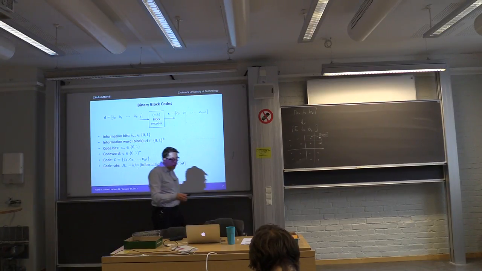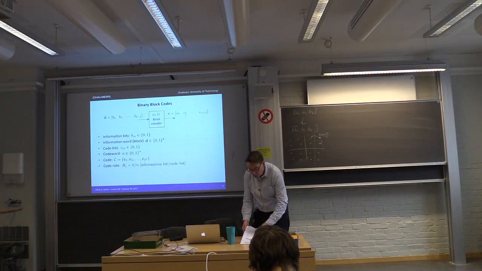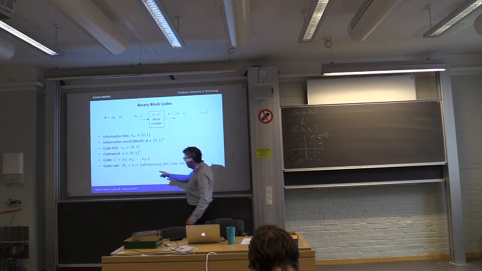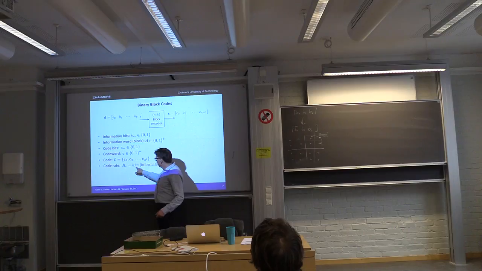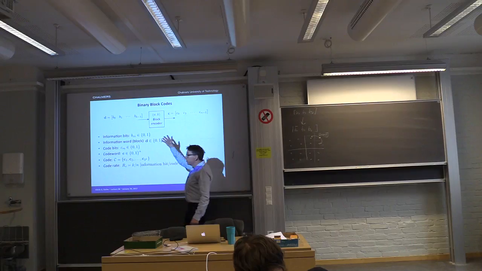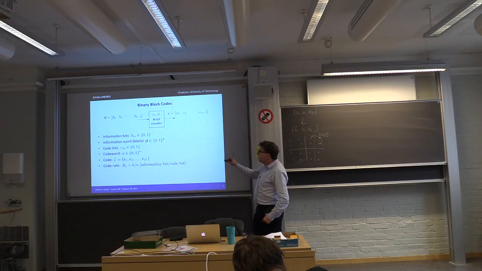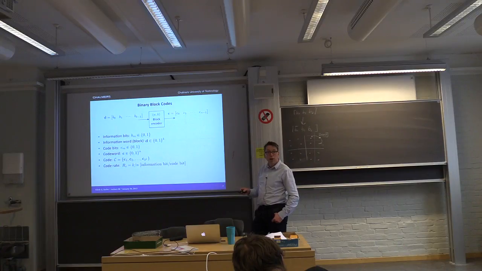But k over n, the code rate, is a number which is less than 1. Well, it could be 1 also, but n is always greater than or equal to the number of input bits. The reason is that the block encoder cannot lose data. If we have k input bits, we better have 2 to the power of k possible outputs, and that means the number of output bits needs to be at least k. Otherwise, we will not be able to represent all inputs in the output.